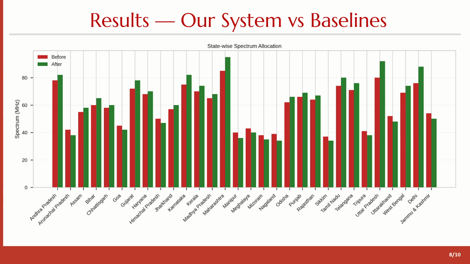Okay, now this graph shows a comparison before and after applying our system. Red represents the old approach and the green represents our model. And the key takeaway is allocation becomes more balanced across all the regions.